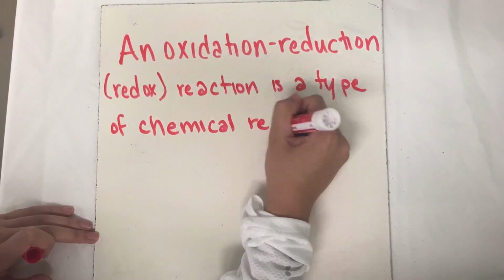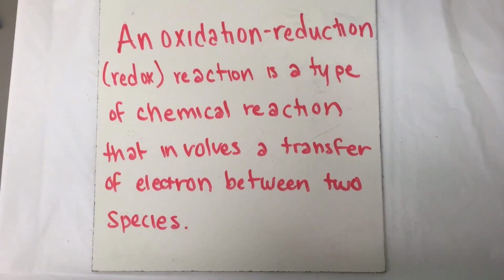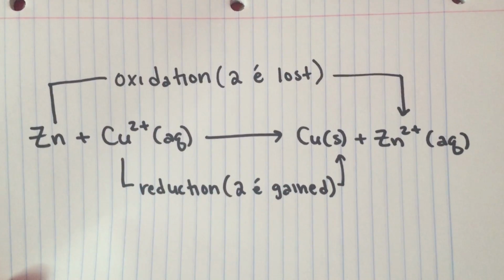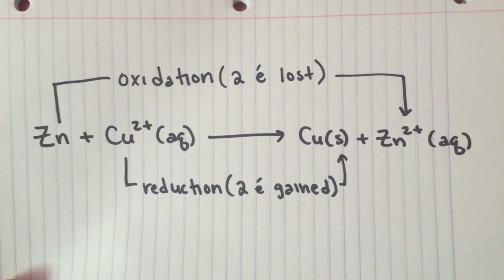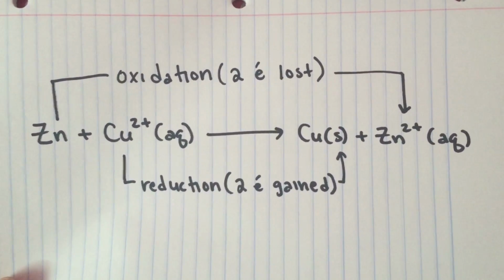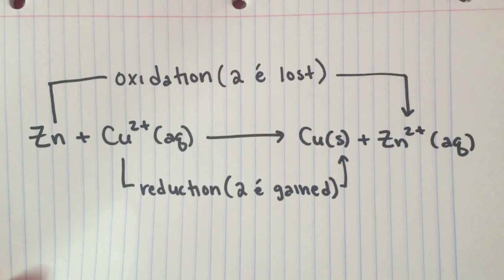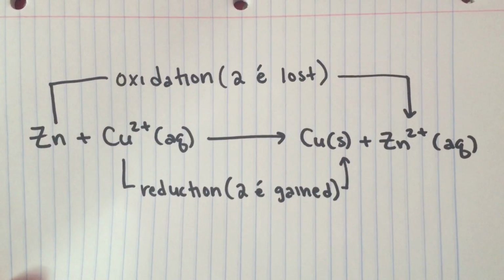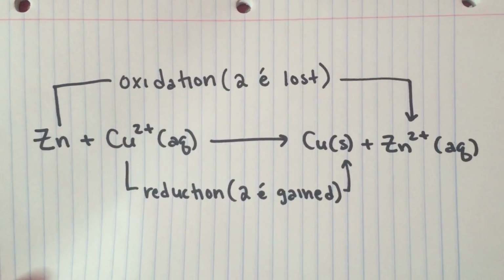An oxidation-reduction reaction is a type of chemical reaction that involves a transfer of electrons between two species. An example of this is the chemical reaction between zinc and a copper 2+ ion. The zinc is oxidized in this reaction, meaning that 2 electrons were lost, forming the ion zinc 2+, while the copper 2+ ion was reduced and gained 2 electrons, forming copper.